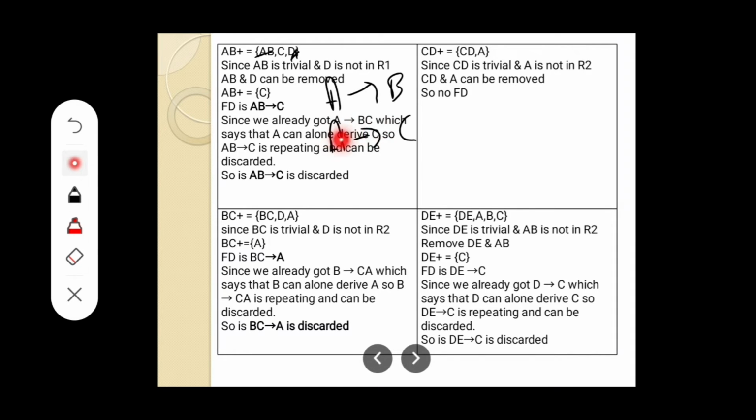So it says that A can alone derive C. So there is not any requirement for AB determines C, because it is repeating. Why? Because A alone is able to derive C. So AB determines C is actually repeating here. So this can be discarded. The functional dependency AB determines C is not needed here. This can be removed. Okay, so that is the explanation.